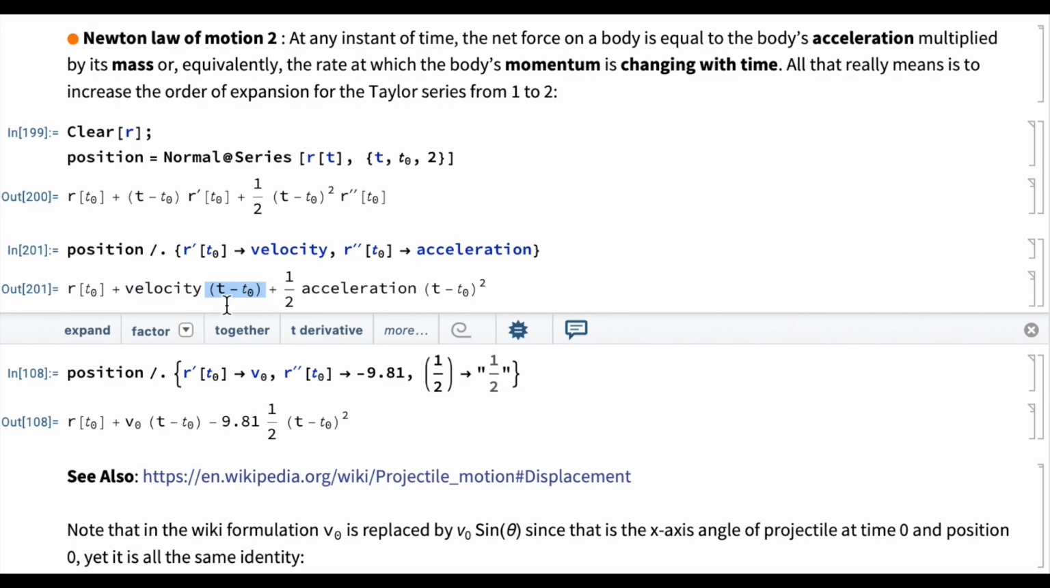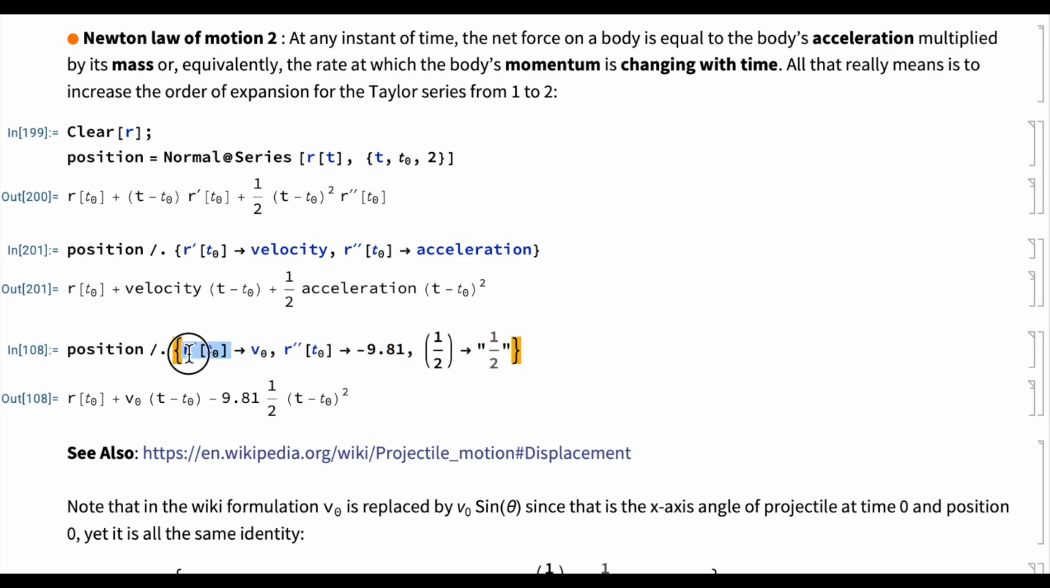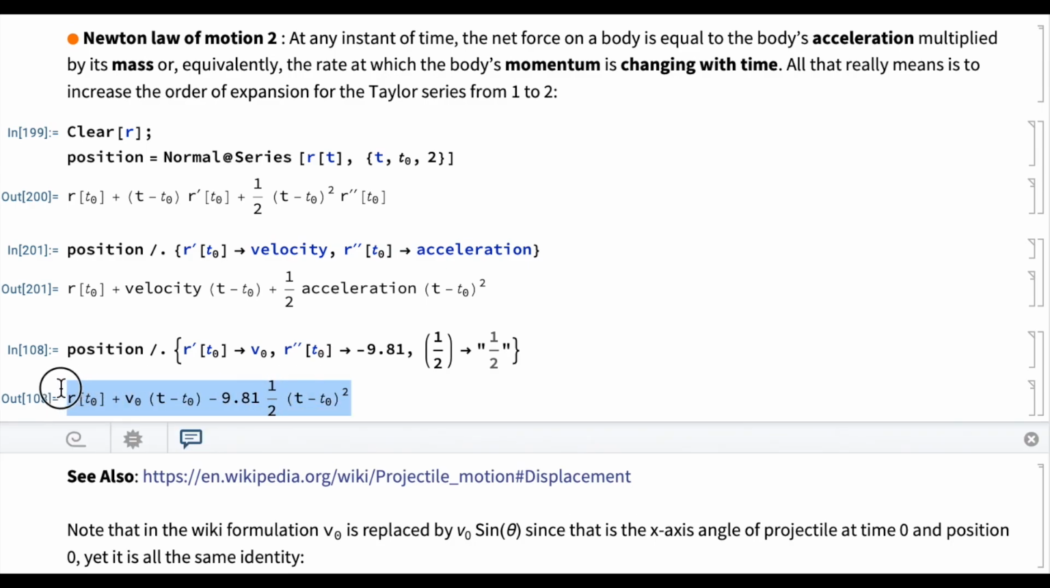And then what happens, you get R of time 0, position at time 0, velocity at time 0 linearly multiplied by T minus T0, and 1/2 the acceleration times the duration of time of travel to the power 2. And you have seen this in high school, and in college physics, and that is if you replace the R prime at T0, the first derivative, by V0, and R double prime at T0, the second derivative at time 0, with minus 9.81. You remember that's the G constant of gravity close to the crust of the earth, and you get this formula.